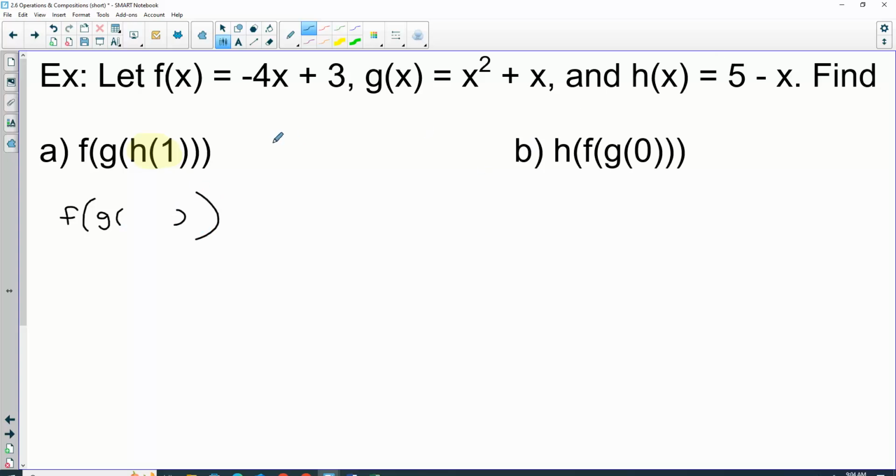If I put a 1 into h, 5 minus 1 gives me a 4. So that h of 1 became a 4. Now I have to put a 4 into g. So 4 squared plus 4 is 20. Now I put a 20 into f. So 4 times 20 plus 3.